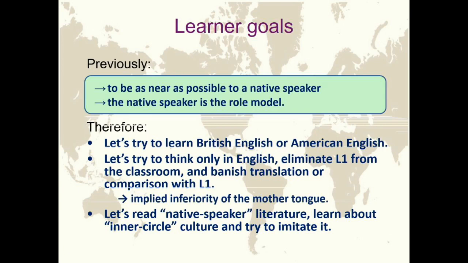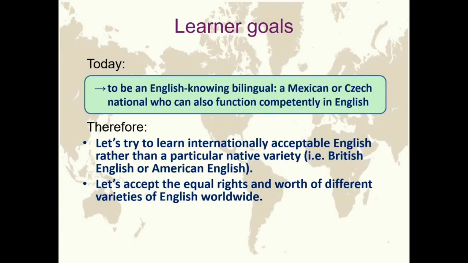We want to sound like someone from the United States. So we're going to eliminate Spanish from the classroom. We're going to read literature in their mother tongue, and we're going to study their culture as well. And we want to emulate that. This is what the situation was. Again, we're talking many, many decades ago. And things have changed, honestly, in my opinion, for the better.